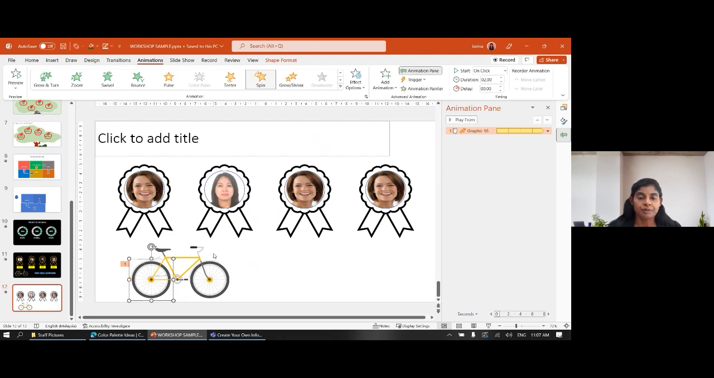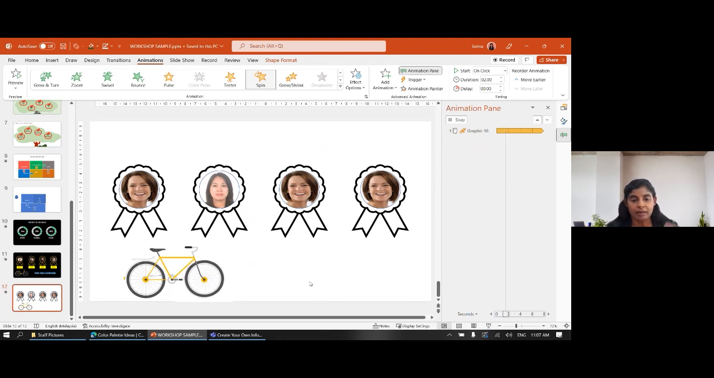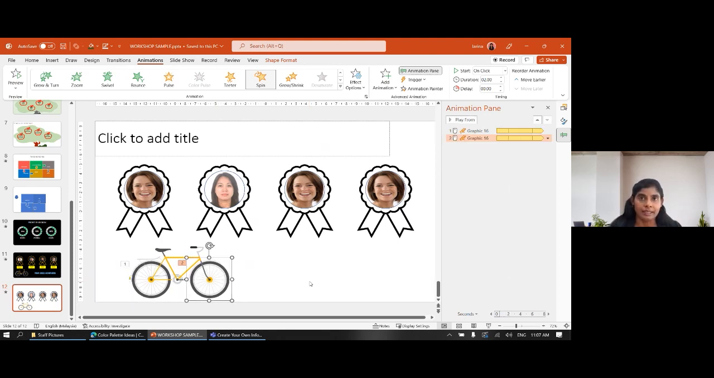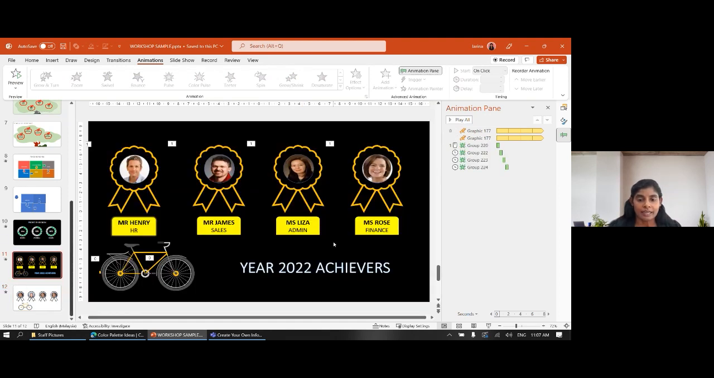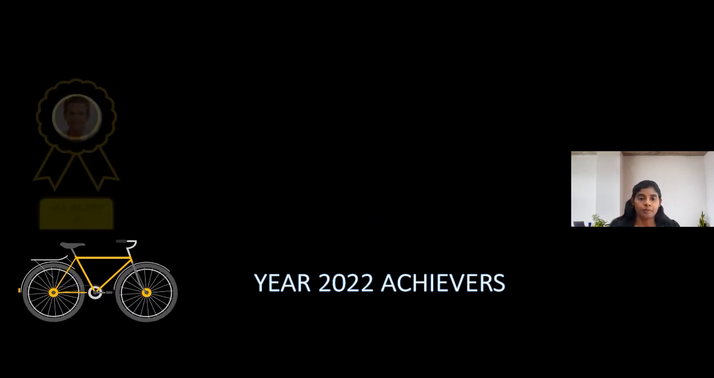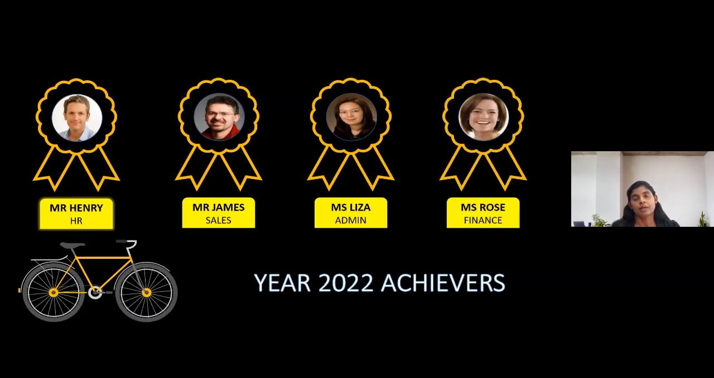Then I want the same effect for the second wheel. So I choose the first wheel and then go to animation ribbon, animation painter, and then click on the second wheel. So the second wheel is also rotating. So with that, I can get a very simple animation so that when we are presenting, the wheel is rotating and also we can show the achievers accordingly.